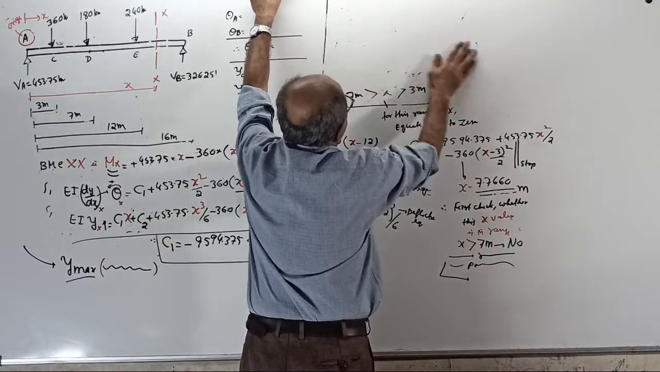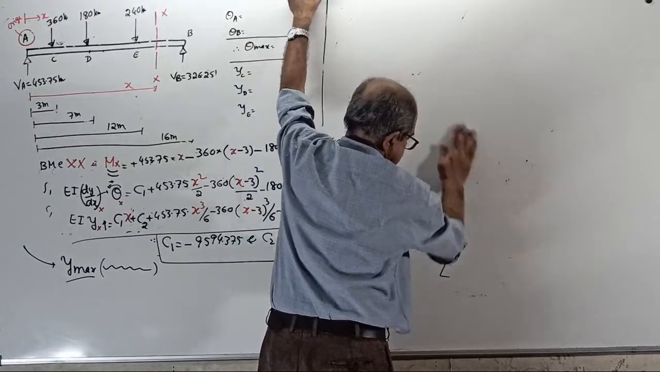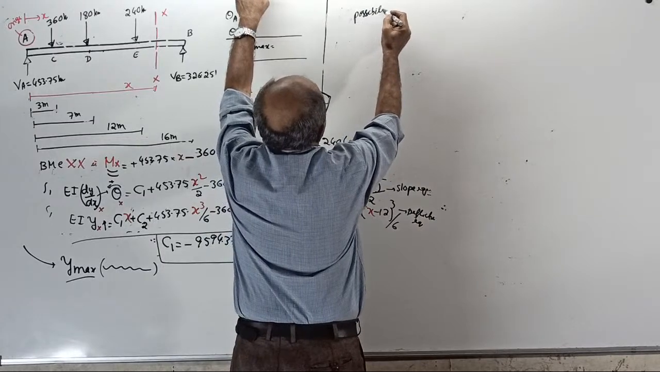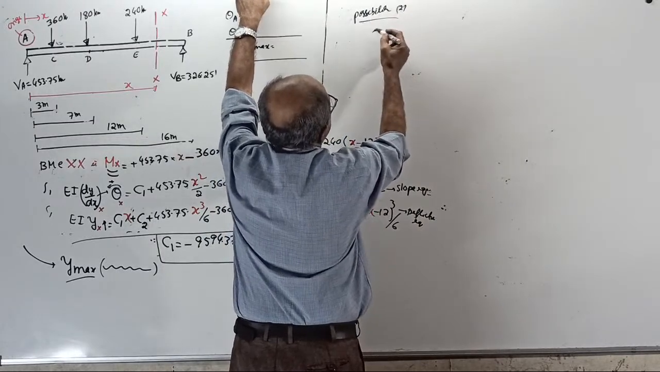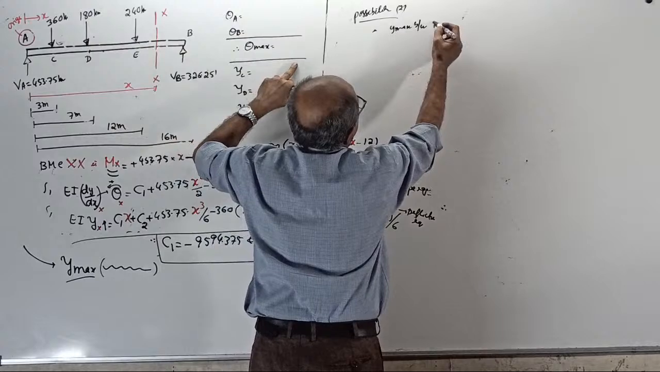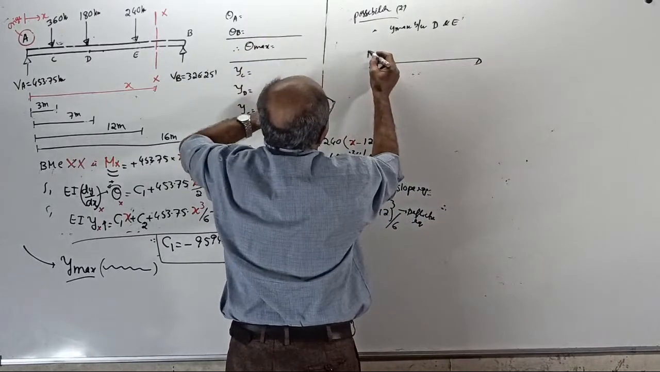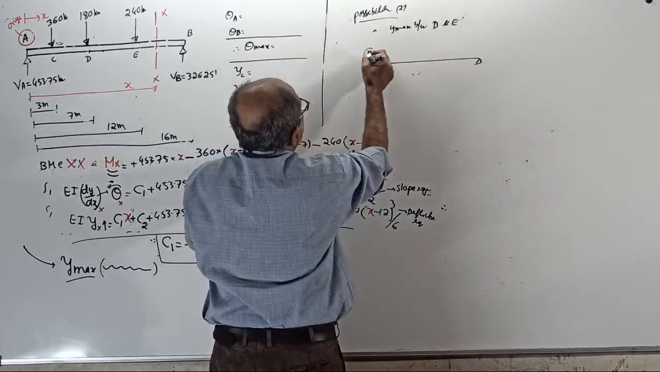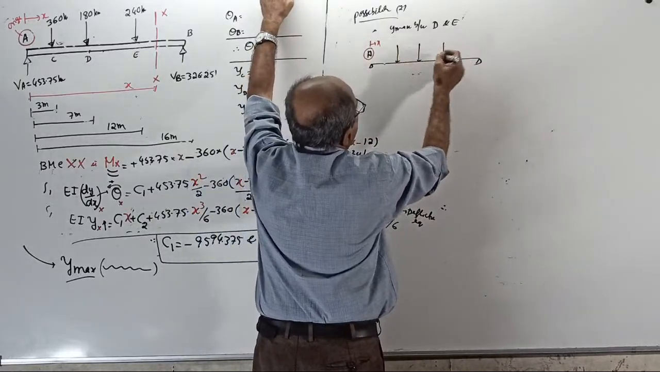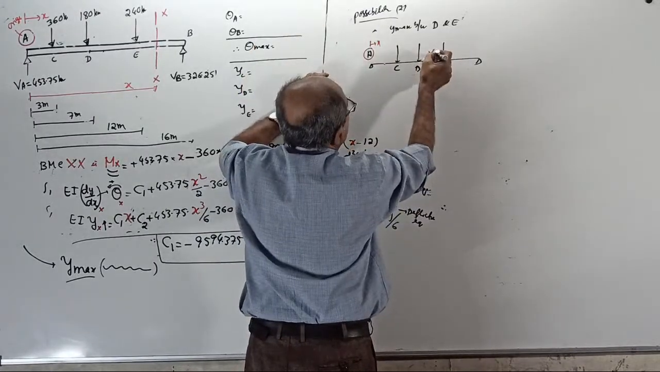Do one thing. Try possibility 2. That is, y max between D and E. If it is a beam here, this is the origin for us, and this way is the x value. One load here, one load here, one load here. This is C, D, E. We are assuming that the point x lies somewhere here.